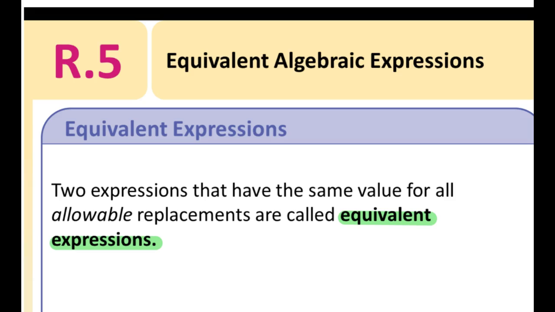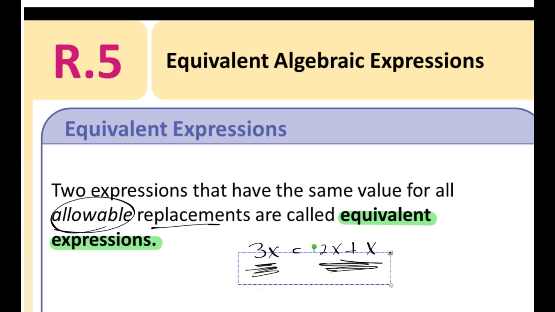Two expressions that have the same value for all allowable replacements are called equivalent expressions. For example, if I have 3x, that's equivalent to 2x plus x, because no matter what you let x be, the allowable replacements are your x values, the left side will always equal the right side. So this is an expression, this is an expression, this whole thing is called an equation, but this expression is equal to this expression.